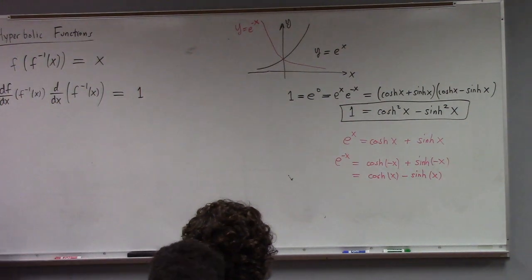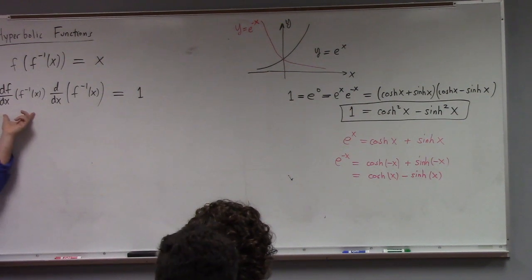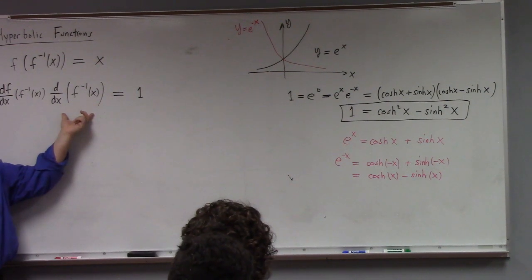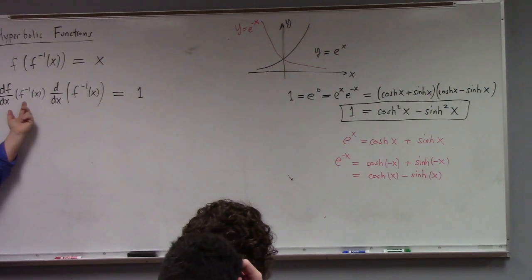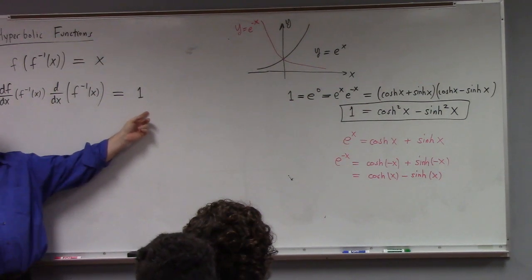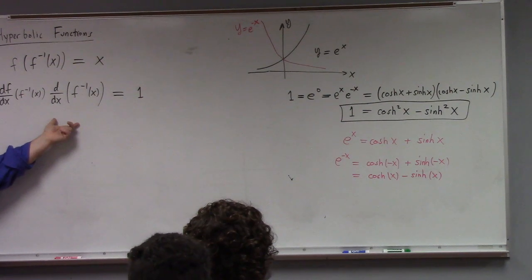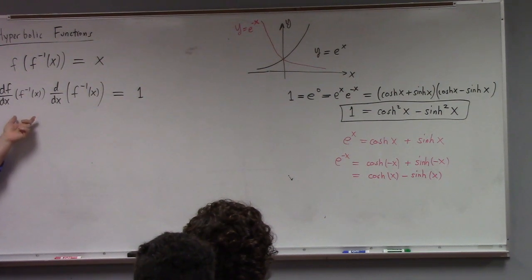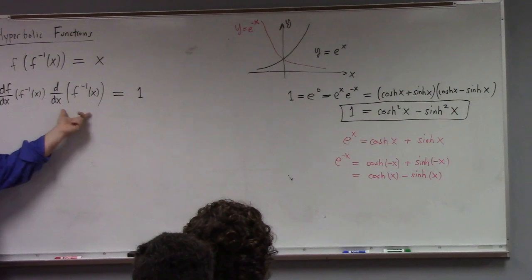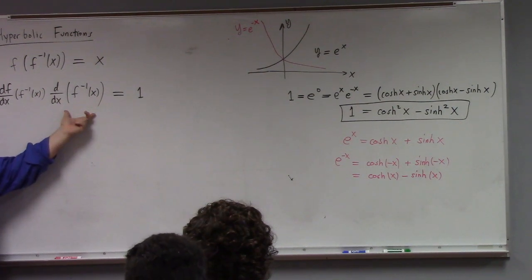What this says is simply this. The product of the rate of change of the function and the rate of change of the inverse function, evaluated at the point x and the point f inverse of x respectively, their product must be 1. That means the rates of change have to be reciprocal, appropriately evaluated. More than that, they have to have the same sign. If this is plus, this has to be plus. If this is minus, this has to be minus.